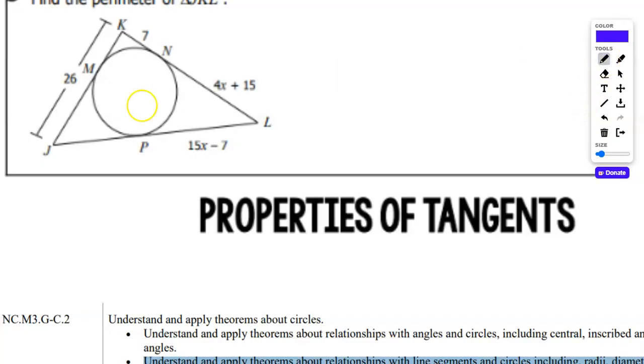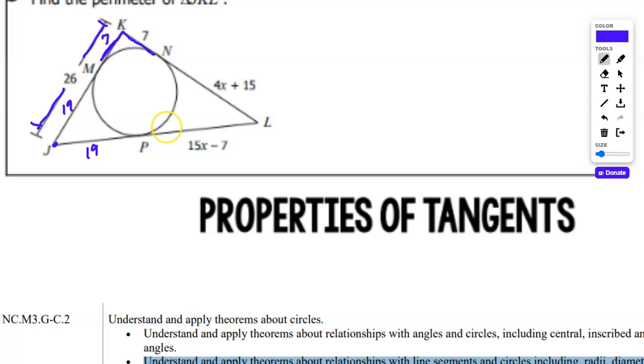And then finally, very similar question. We're looking for the perimeter, it says up here, of the whole triangle. The best piece of information we have is this 7 that's tangent, and this one is tangent, both coming from the same place. So they're both 7. And if this whole side is 26, then this tangent must be 19. And these 2 tangents are originating both from J. So it must also be 19.